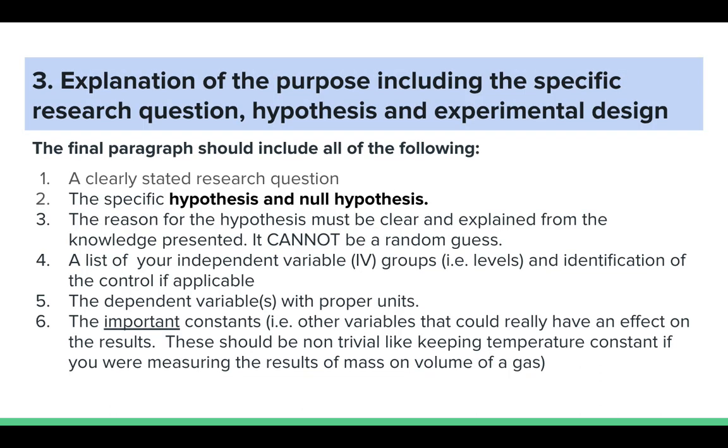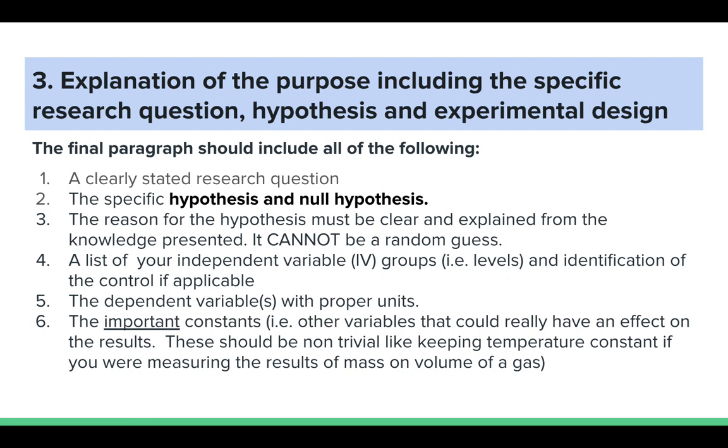Okay, the third part of your introduction. So you've got the relevance, you've got the background information. The third part is really just a final paragraph so that after I've seen all this, you're summarizing your experimental design, okay? So the final paragraph should include all of the following. Go back and clearly state what your research question is. Clearly state the specific hypothesis and null hypothesis, and be sure you have a because statement. The reason for the hypothesis must be clear and explained from the knowledge presented. It cannot be a random guess.